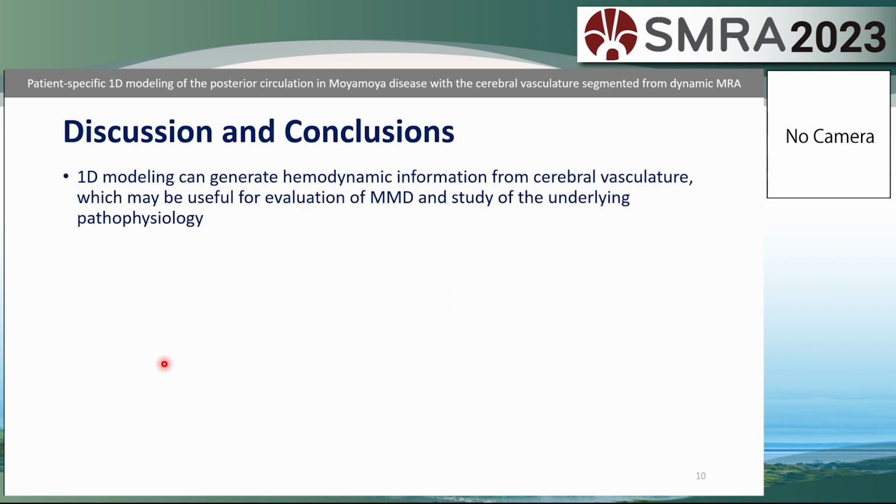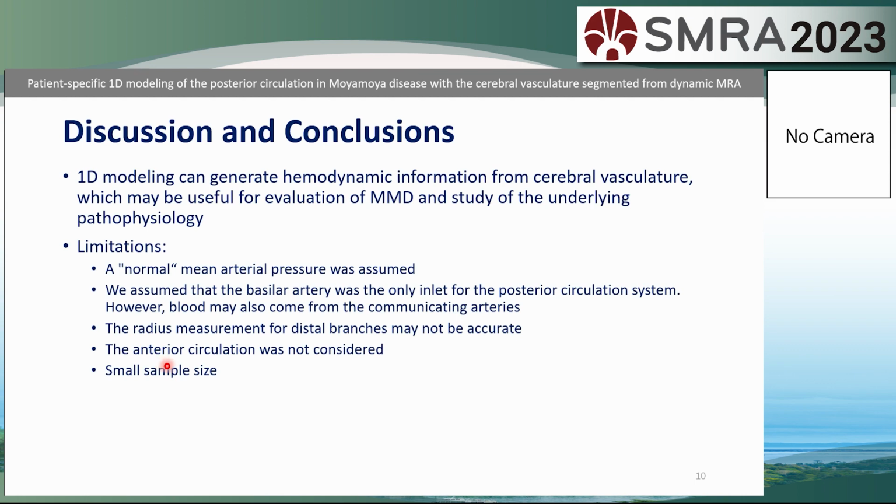So in this study, we found that the 1D modeling can generate hemodynamic information from the cerebral vasculature, and this information may be useful for evaluation of the disease itself, and may also be useful for studying the underlying pathophysiology. There are limitations to this study, as we have several assumptions.